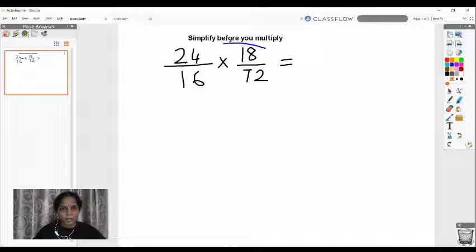But can I take 24 over 18? That's not possible. That's not right because both are numerators, both are the numbers on the top. So that would be wrong.